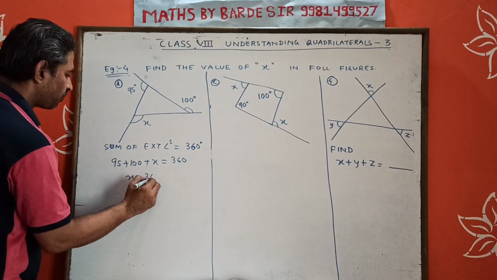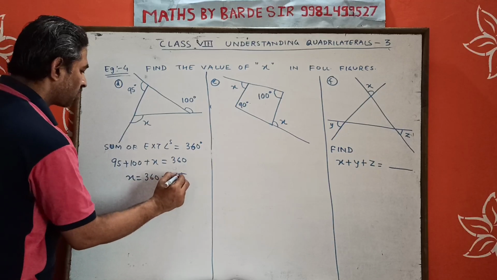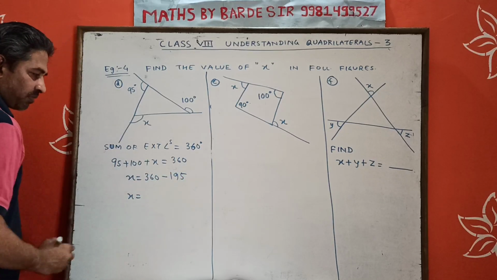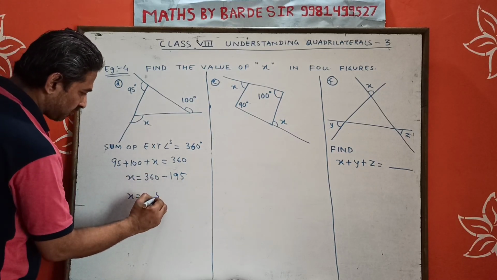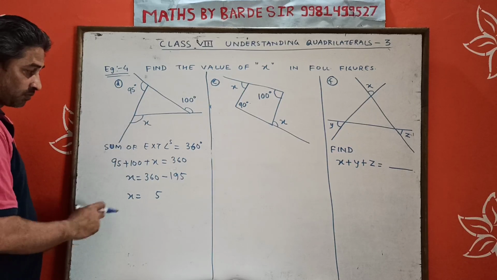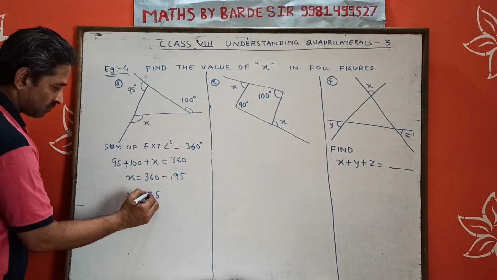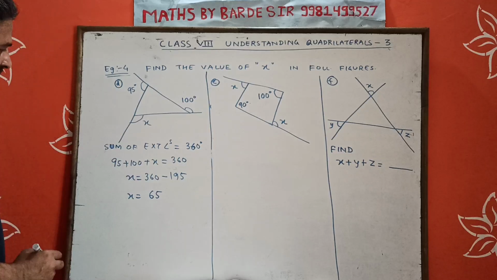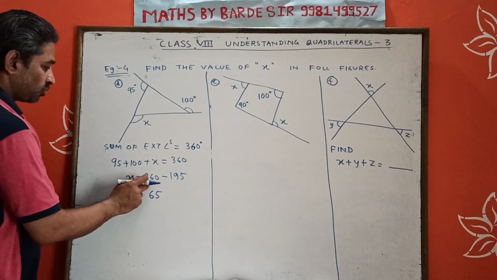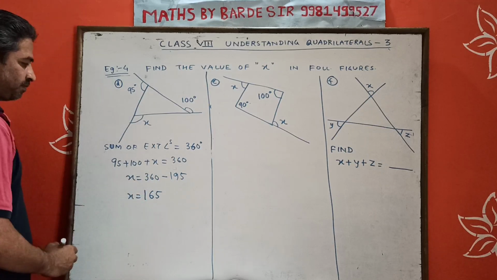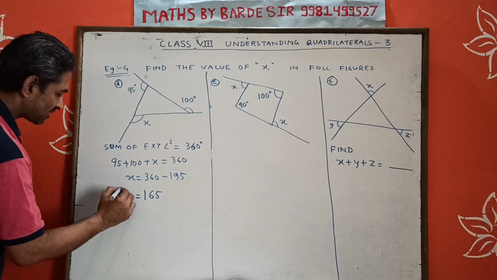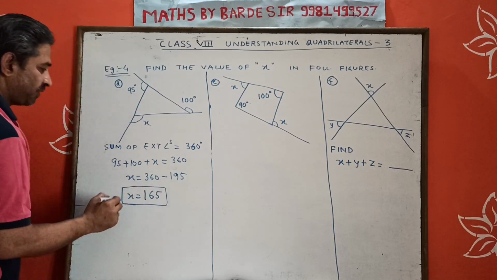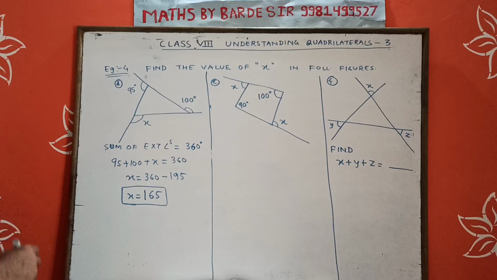x is equal to 360 minus 195. Therefore, x is equal to 10 minus 5 is 5. 15 minus 9 is 6. And 2 minus 1 is 1. Right? So the value of x is 165 degree. Clear? Using similar one.